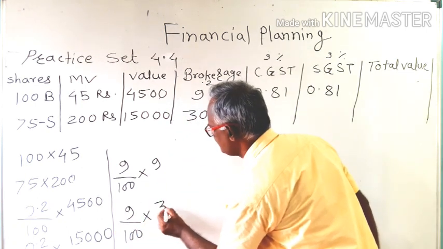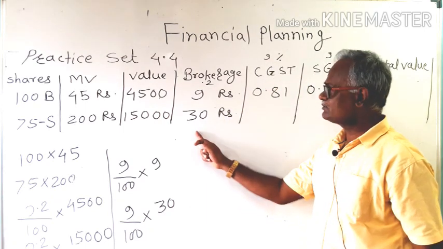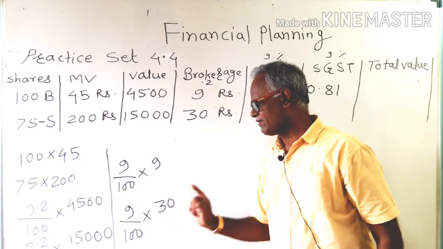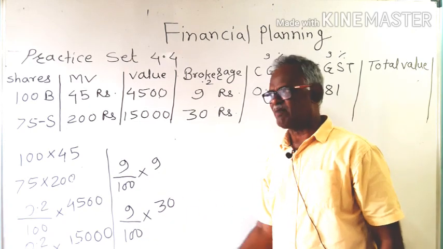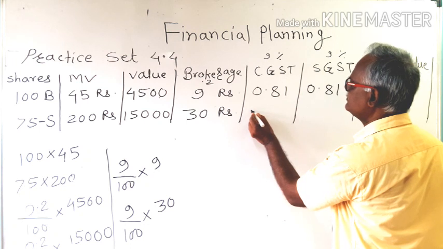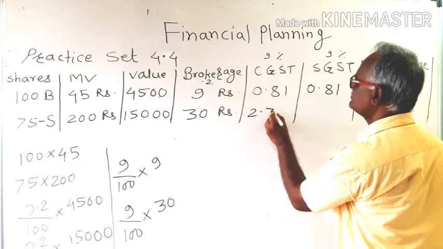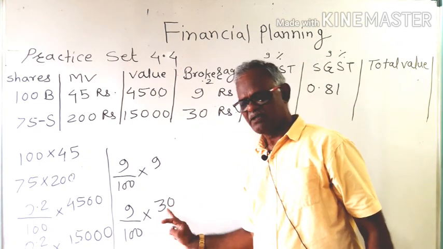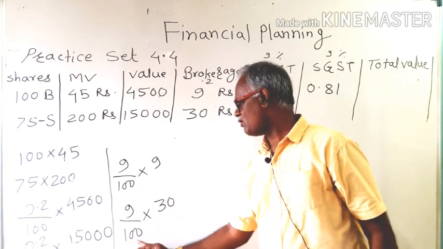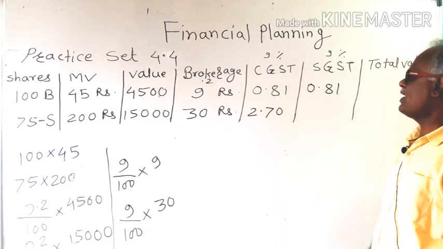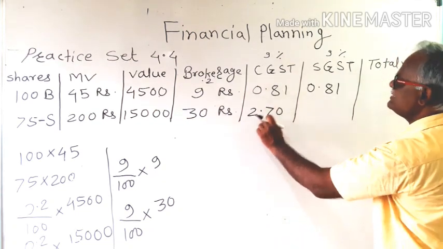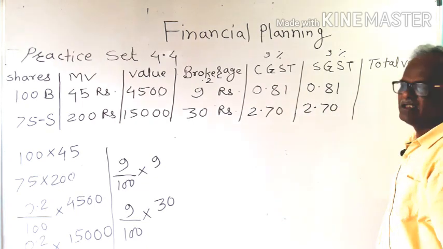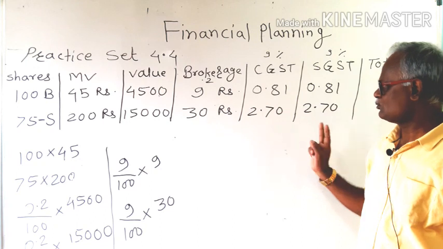Now 9% for selling: 9% of 30 rupees, 9% of brokerage. 9 threes are 27, this is 270. So 270 upon 100, that is 2.70 rupees. So CGST is 2.70, SGST is 2.70. So in this way we calculated these two.